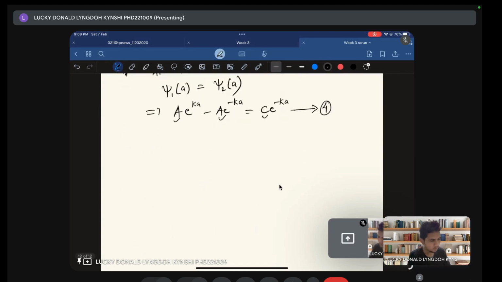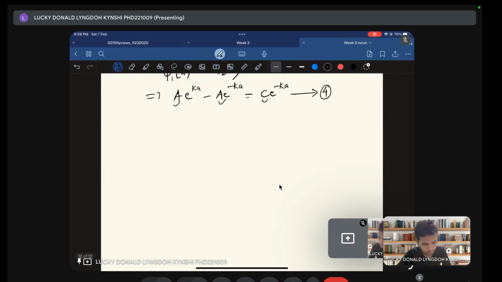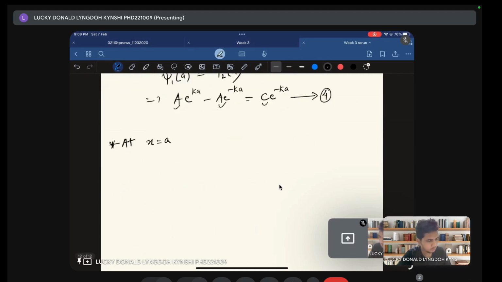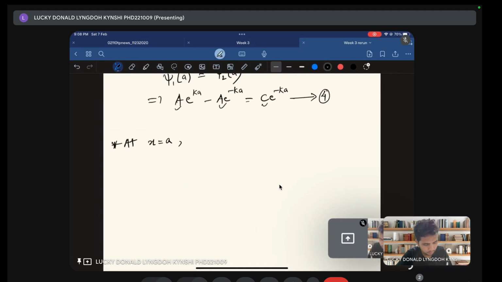Okay, now the last boundary condition to solve is again at x equal to a. The first derivative should also be equal. Okay, the first derivative at x equal to a is what?